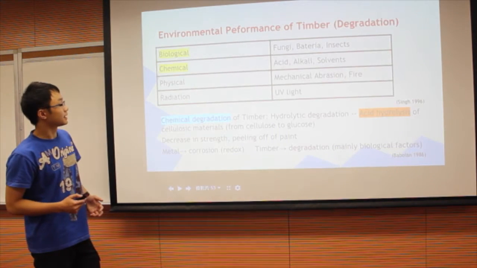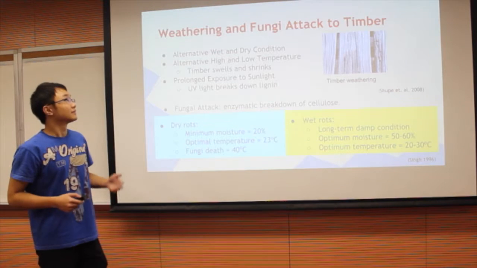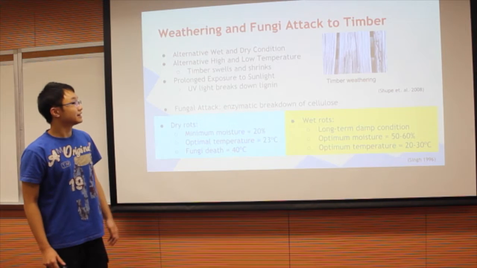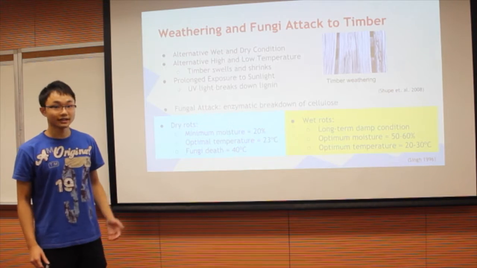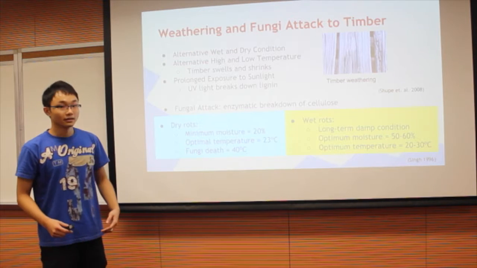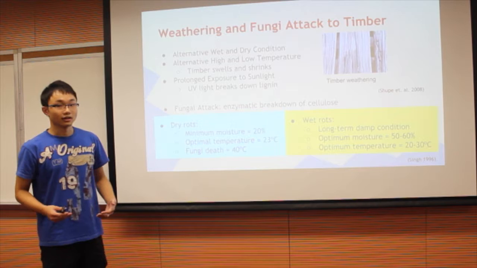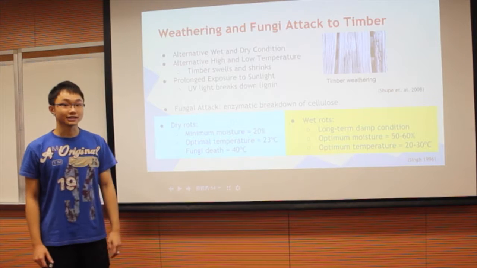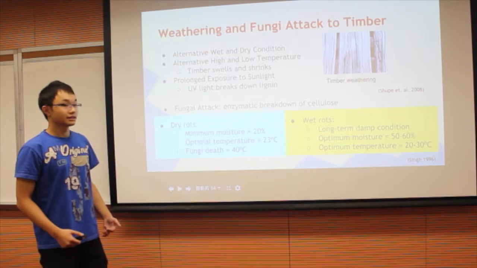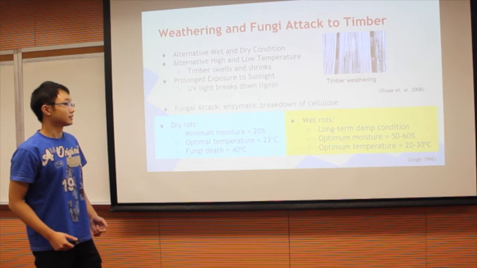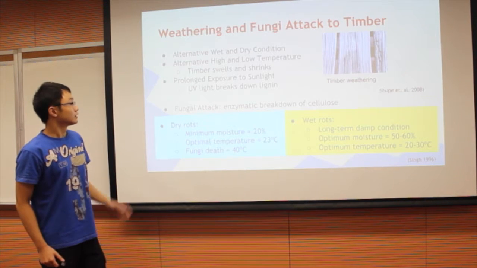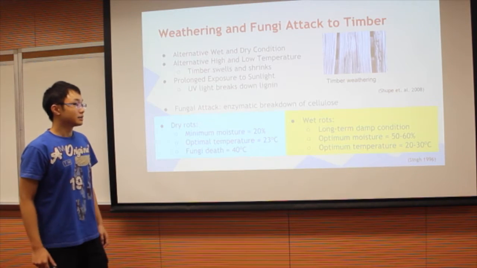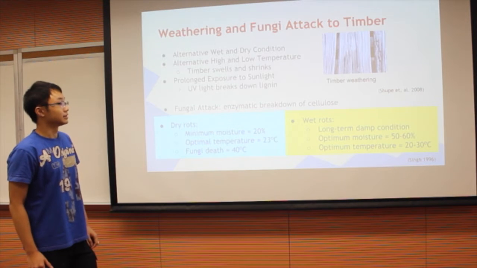And I'm now going to talk about the weathering and fungi attack to timber. We can see that when there is alternating wet and dry condition, or alternating high and low temperature, the timber will swell and shrink alternately, and it leads to the cracking of timber. And through prolonged exposure to sunlight, UV light also breaks down lignin and leads to the degradation of timber. And the third one is the fungal attack, which shows the enzymatic breakdown of cellulose, leading to the degradation of timber.